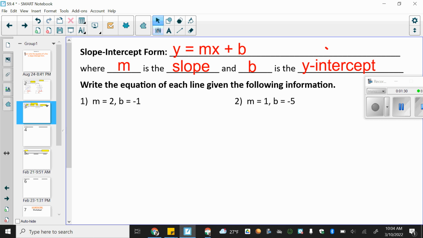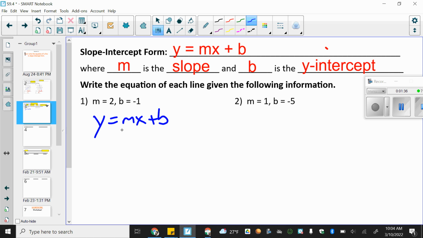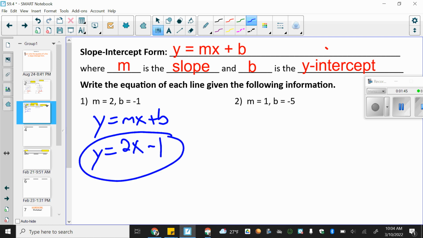So remember, we're going to start with y equals mx plus b, and we're going to take out m and b. So we're going to have y equals, m is 2, put down the x, b is -1. Instead of writing plus -1, I'm just going to write -1. Y equals 2x minus 1 is our slope-intercept form of this information.